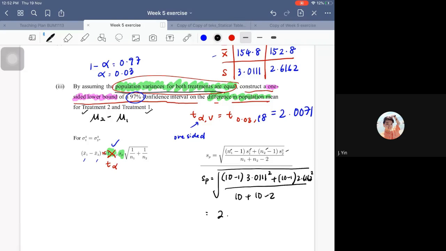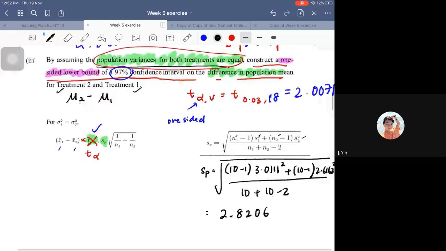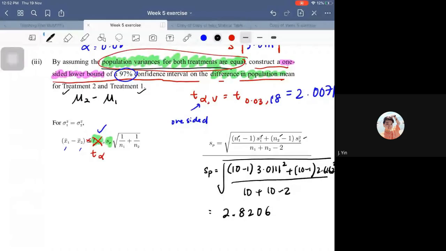Okay, so you got a value of 2.8206. So that is going to be the value of Sp. Now that we have all the components, we can start putting together our lower bound. In this case we wanted a one-sided lower bound, so all we need is the lower bound. What is going to be the upper bound for this case, since we are only going to find the lower bound? Infinity. Exactly. So the upper bound is going to be infinity.